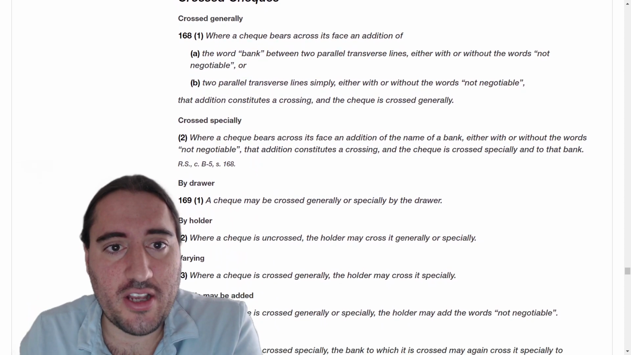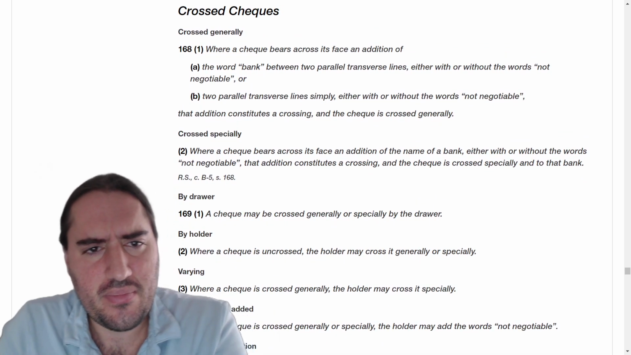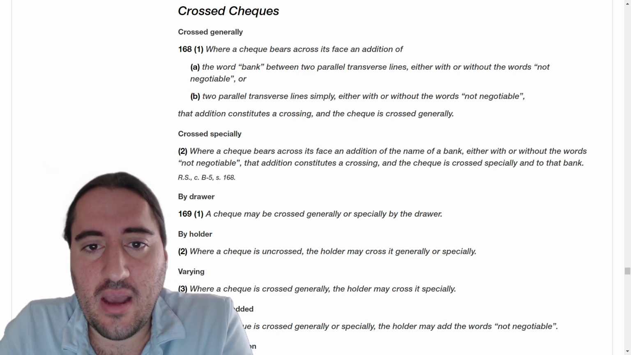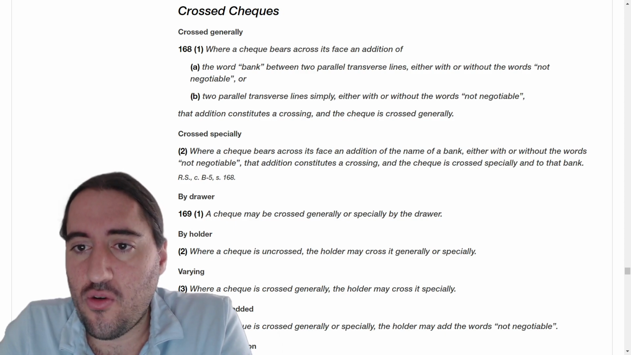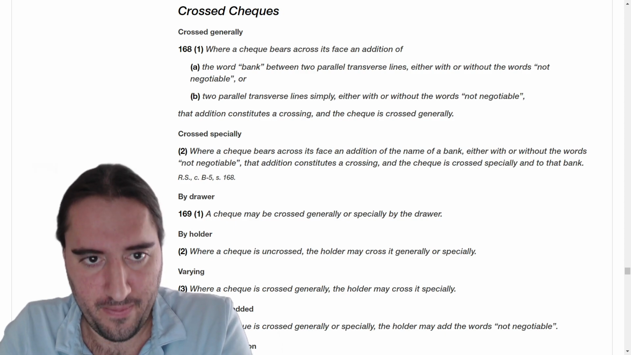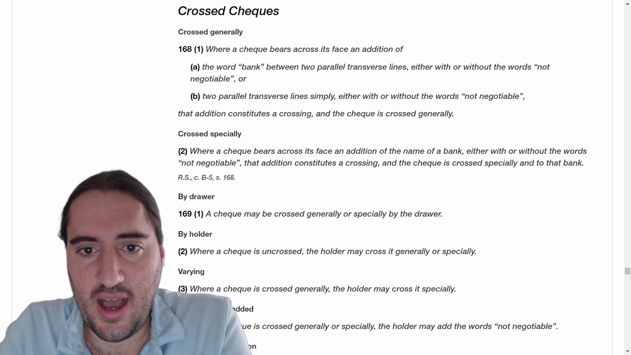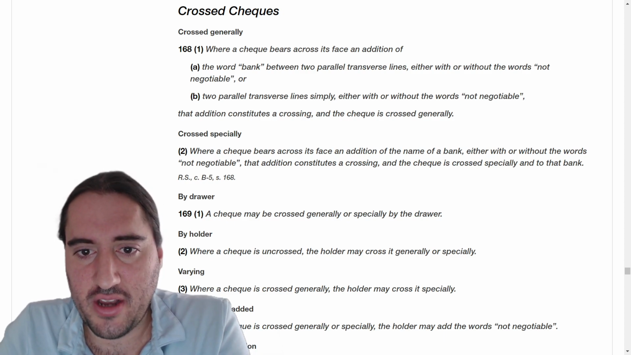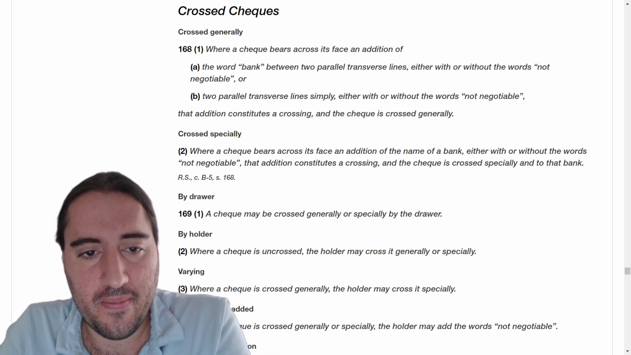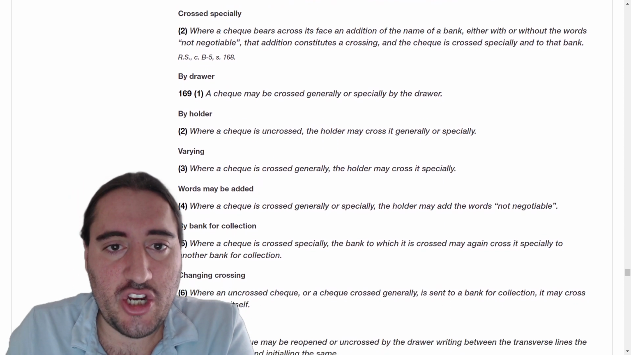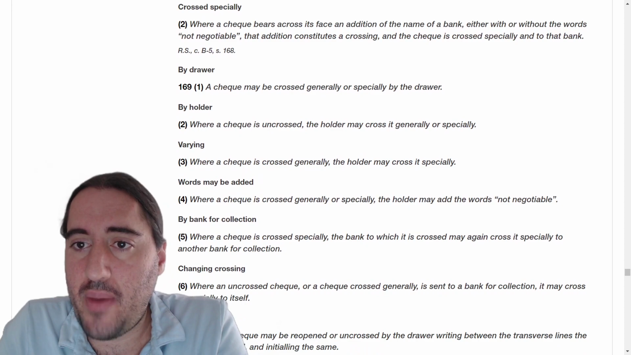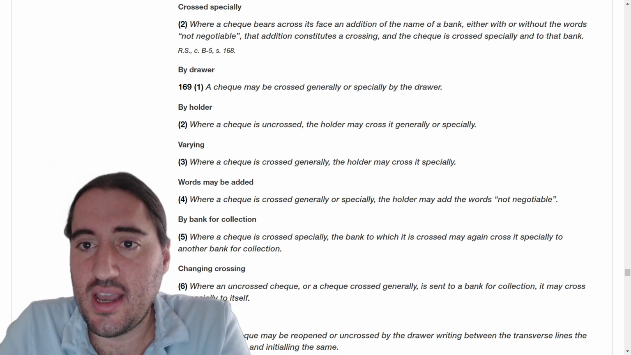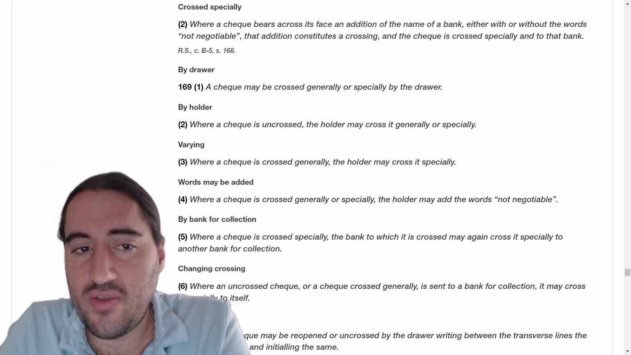Crossed checks. Crossed checks generally. Where a check bears across its face an addition of A. The word bank between two parallel transverse lines, either with or without the words not negotiable, or B. Two parallel transverse lines simply, either with or without the words not negotiable, that addition constitutes a crossing and the check is crossed generally. Crossed specially. Where a check bears across its face an addition of the name of a bank, either with or without the words not negotiable, that addition constitutes a crossing, and the check is crossed specially and to that bank.